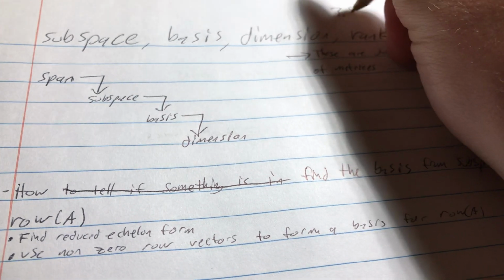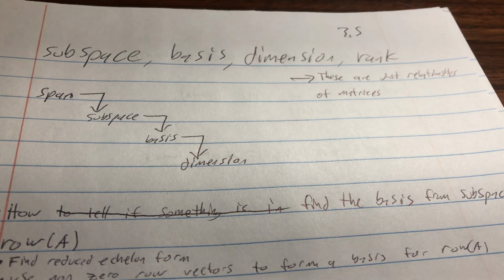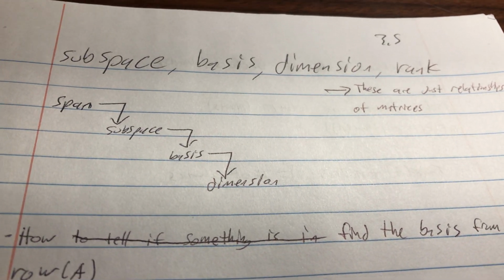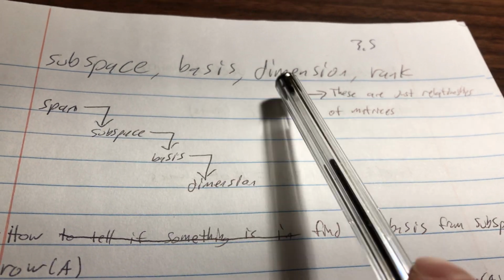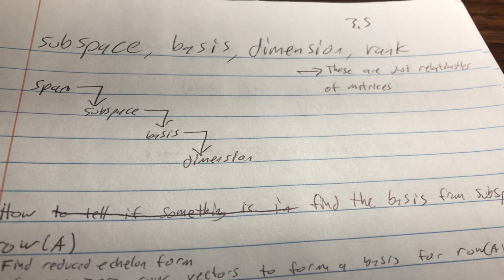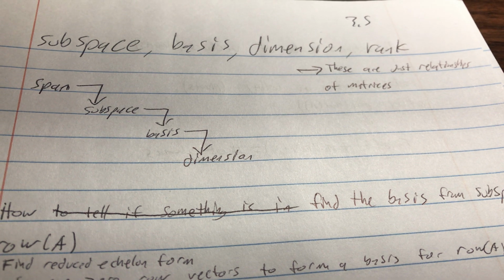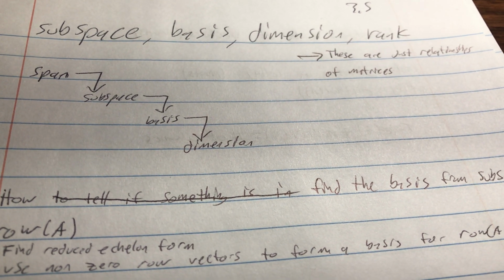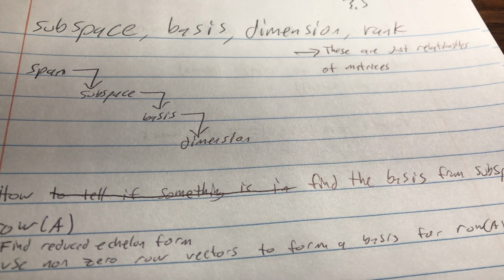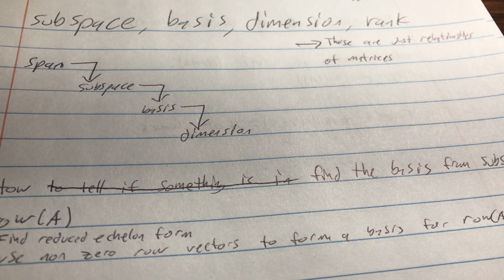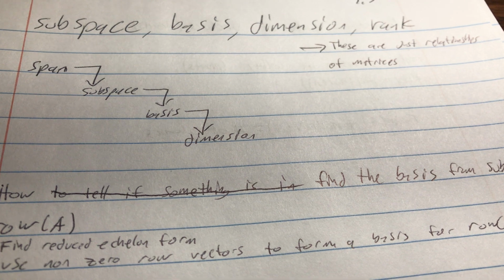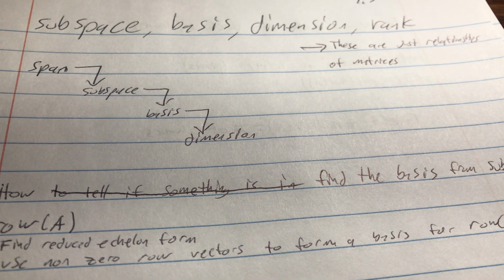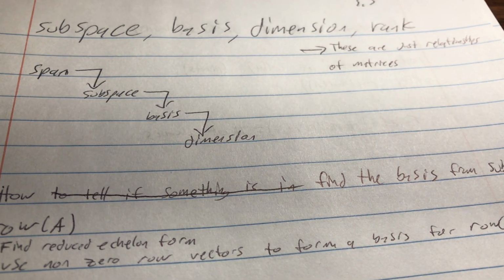3.5, we got to put that 3.5 in linear algebra. All this is saying, so we learned about subspaces, basis, dimensions, and rank. All this is just relationships between matrices. We're not really learning how to solve this. These are just relationships and theorems between matrices and spaces within them.